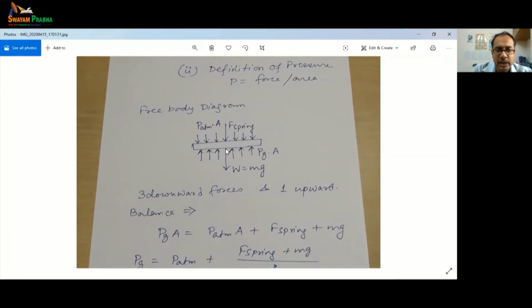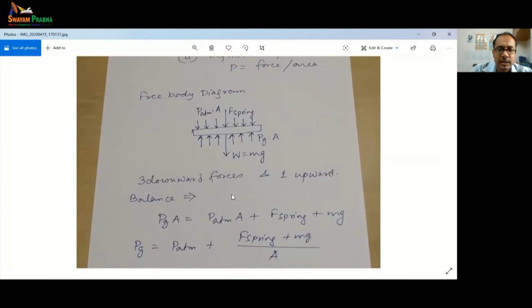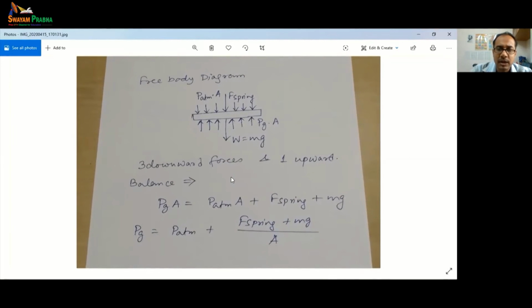Another force acting downward would be the weight of the piston, mass of which is given, and we know the acceleration due to gravity. Another force will be exerted by the gas inside the cylinder, and that would be Pg, that means the gas pressure into the area. Both this area and that area are equal. So what we see here, there are 3 downward forces and 1 upward force.